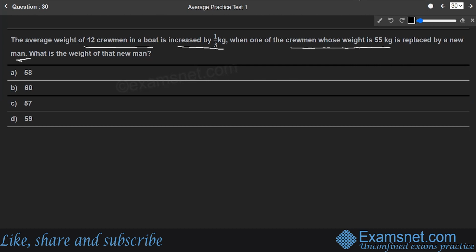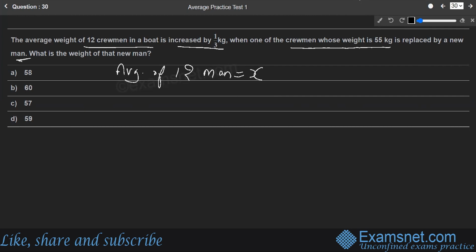So let us see what the total increment has been. The average weight of 12 crewmen in a boat increased by 1/3 of a kg. So let us assume something. Let's say the average of the 12 men is equal to x. Because we don't know the average, we have to assume it.